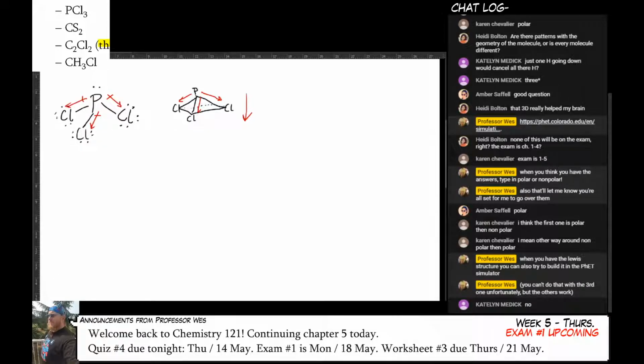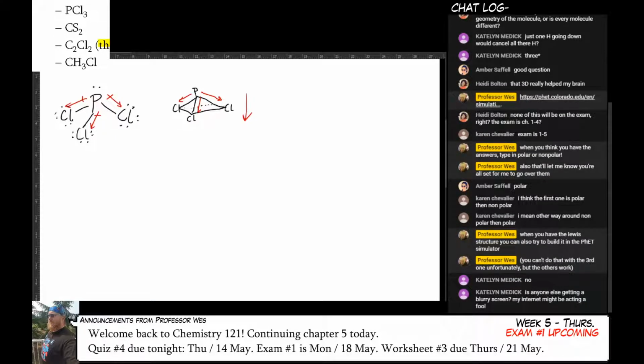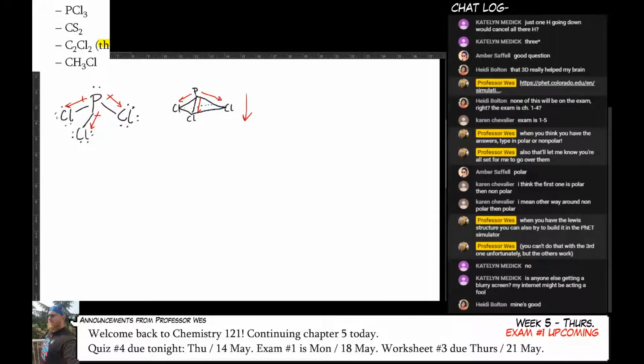In other words, the molecule that we have, I've got to get the molecule generator back on the screen here. If you're getting a blurry screen, try toggling the setting to change the resolution, because that does happen from time to time, with different people's internets.